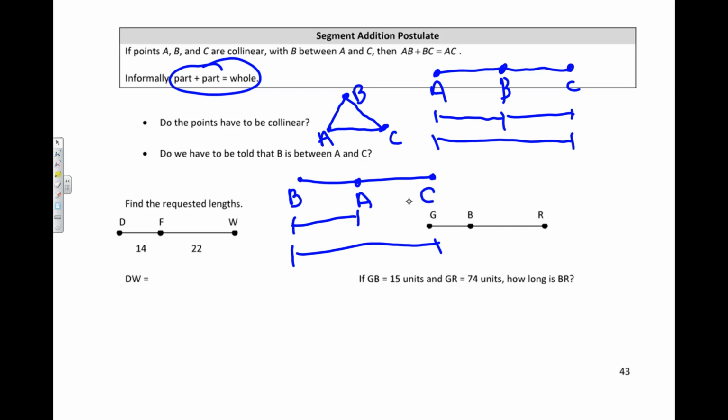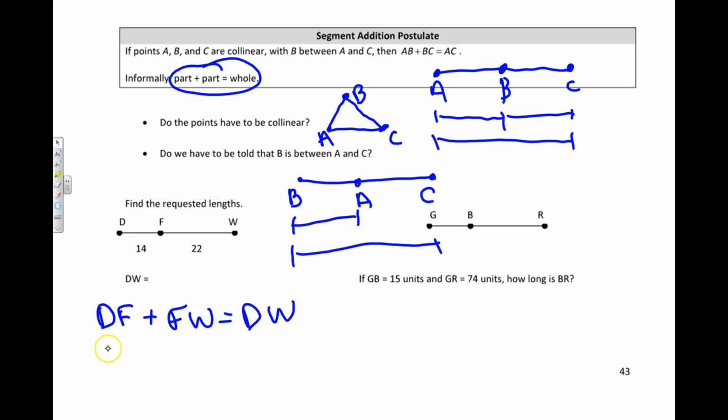All right, let's take a look at some examples. I want to know the length of DW on this segment that has points D, F, and W. Well, if I'm looking at my part plus part equals whole, then I would say my first part is DF, my second part is FW, and my whole is DW.